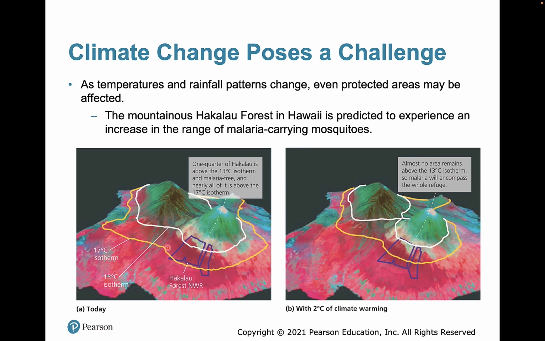And most of it is above the 17 degrees Celsius isotherm. So higher than 17 degrees Celsius, you're going to get malaria. All right? At this point, with 2 degrees Celsius of climate warming, and we're at about, are we at about a degree? We're about a degree. There's not much above that, so malaria is going to be everywhere in this. So it can definitely have an impact.